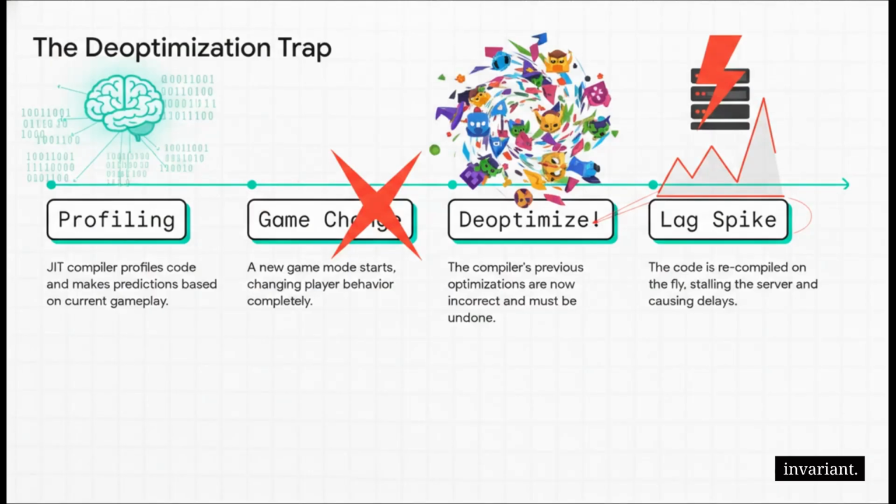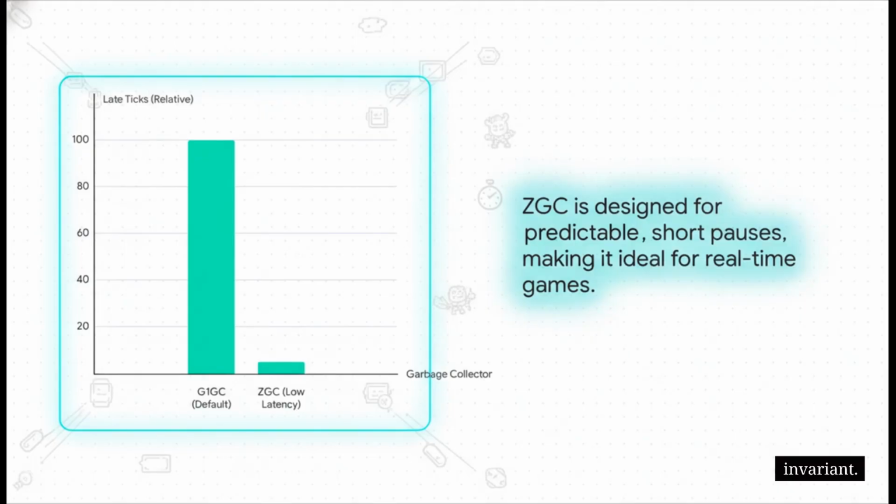Let's walk through exactly how this can bite you. So the JIT compiler is running, it's watching how the game code runs, and it makes some smart predictions to optimize things. But then, a new game mode drops. All of a sudden, players are doing totally different things. The compiler's predictions are now dead wrong, which triggers that de-optimization we talked about. The server literally has to pause, recompile the code, and in that moment, everyone connected to that server experiences a huge lag spike.